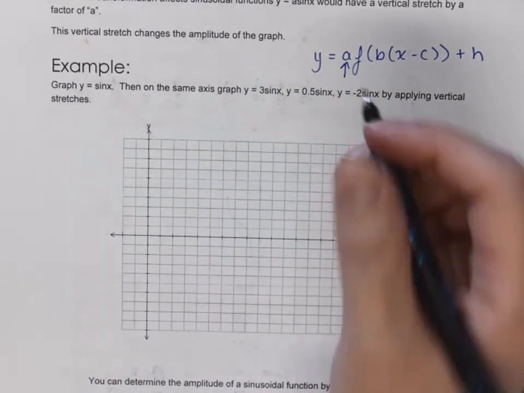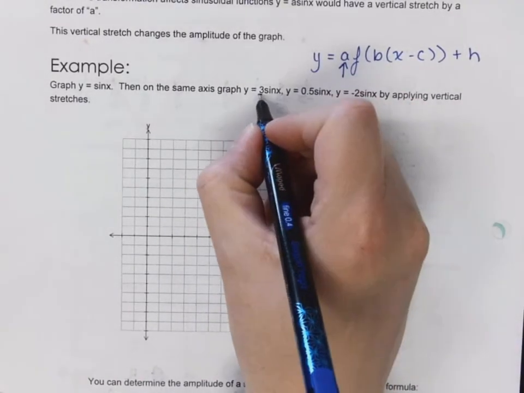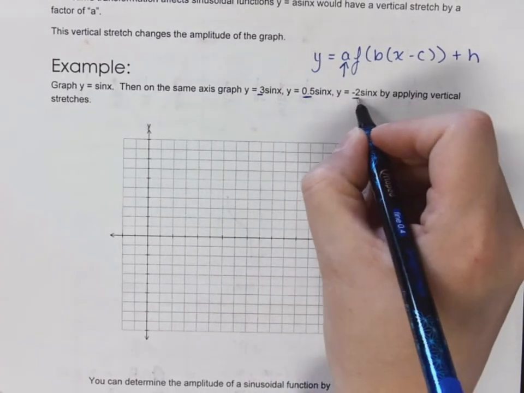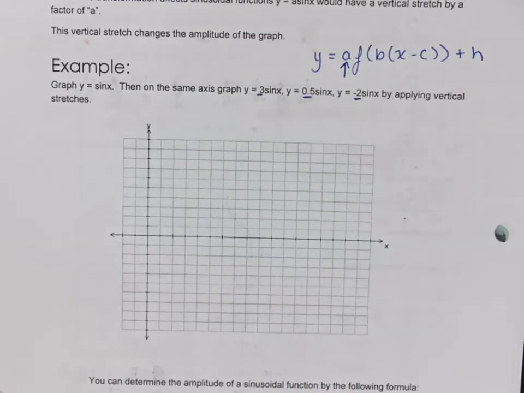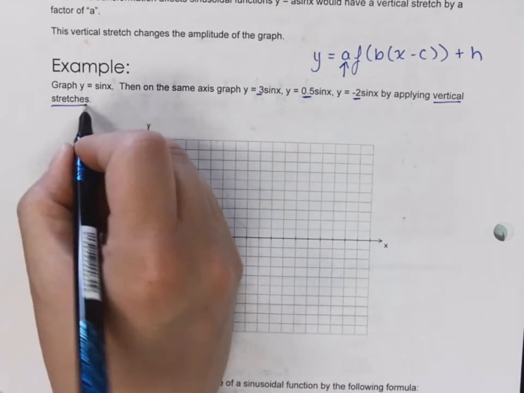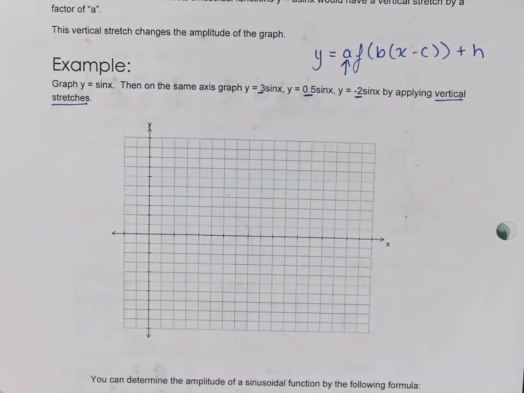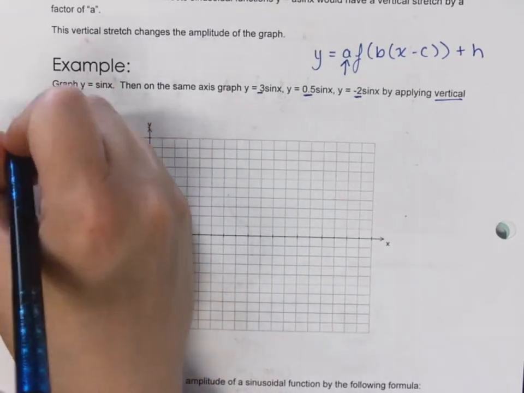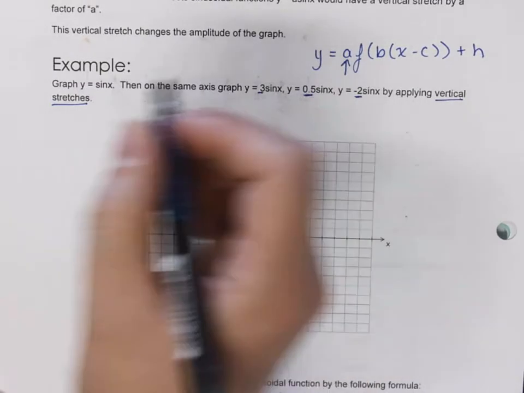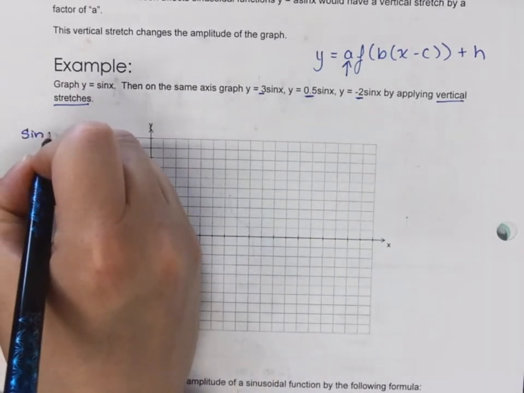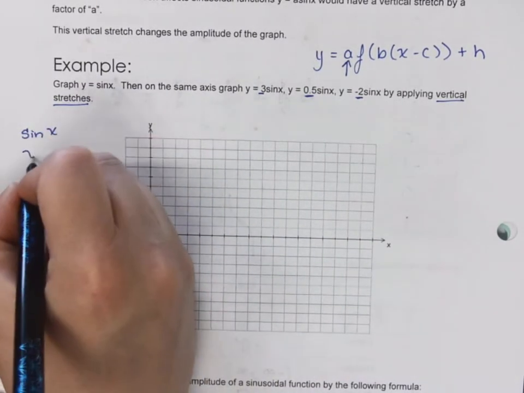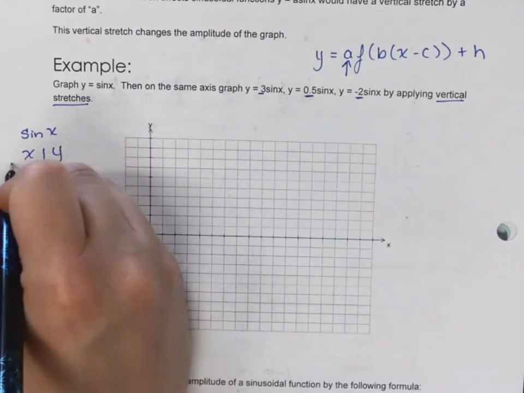All right, so when we're dealing with this, the 3 is in front, the half is in front, the -2 is in front. So these are vertical stretches, right? The A talks about a vertical stretch, the B talks about the horizontal stretch. Okay, so what am I doing? I'm doing a sine graph. So sine x. I'm just going to do this real quick.